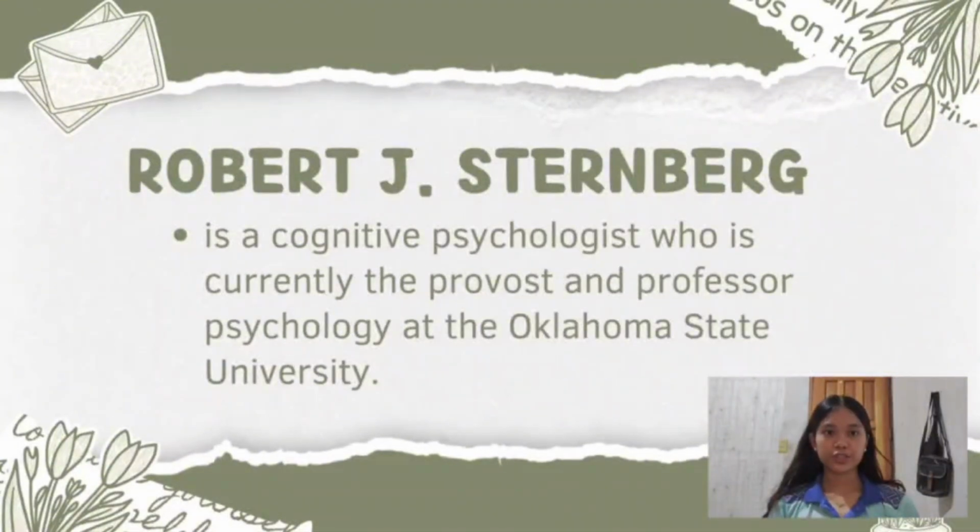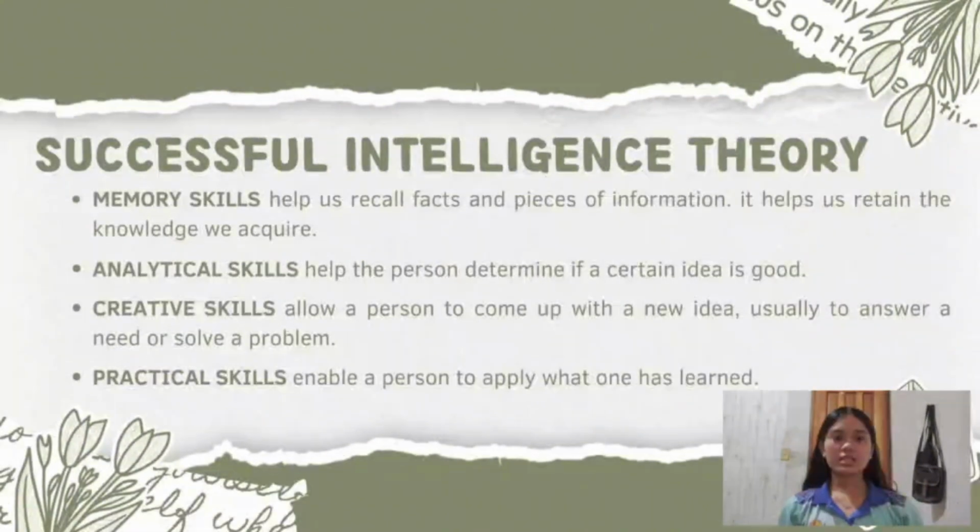Robert J. Sternberg is a cognitive psychologist who is currently the provost and professor of psychology at the Oklahoma State University. There are 4 skills that successful intelligence theory has. First is the memory skills. Memory skills help us recall facts and pieces of information. It helps us retain the knowledge we acquire. So memory skills is the ability to store information in our brain and then recall it after. For example, remembering your past lesson.